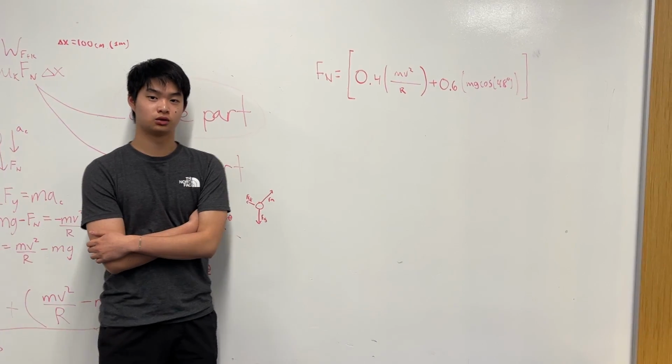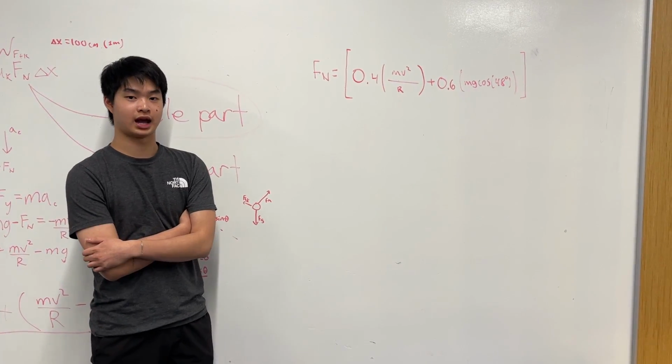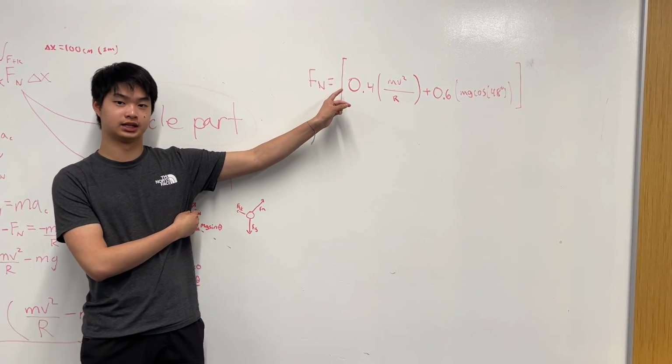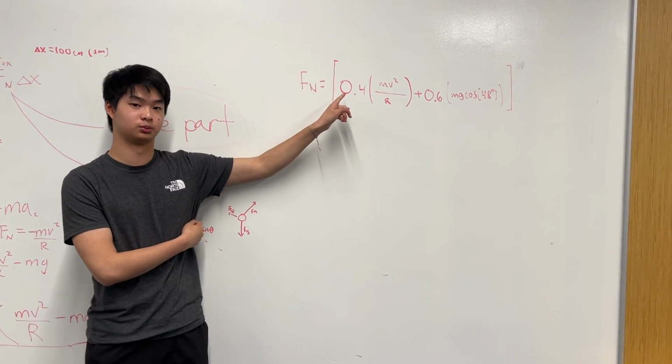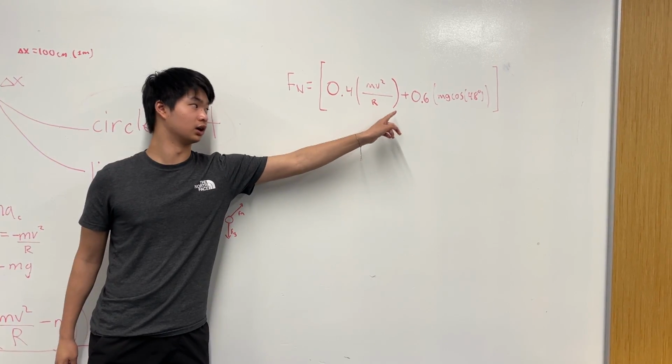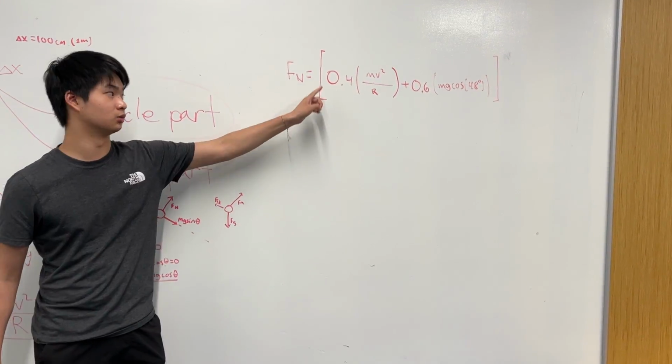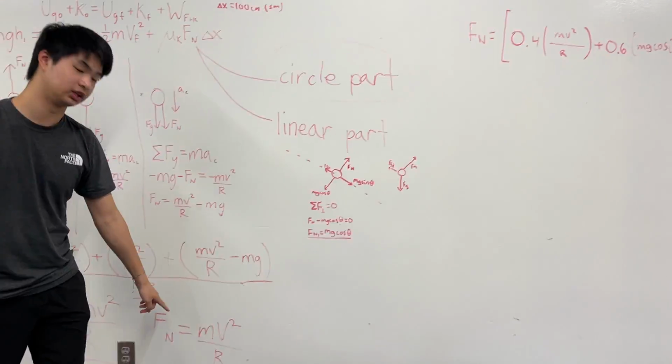So in order to get the total Fn of the entire track, we took the weighted average of the circular part and the linear part. To do this, we know that 40% of the track is the circular part, so this is why we multiply by 0.4. And we know that the linear part is 60% of the track, this is why we multiply by 0.6. So the circular part, we found that Fn was mv squared over r.